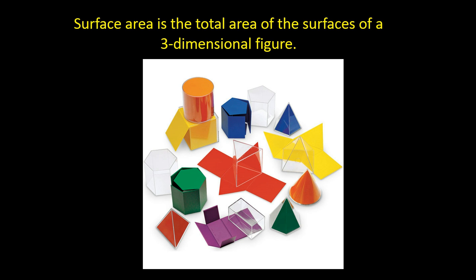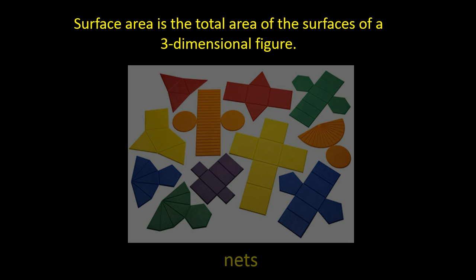One way you can see surface area is with some manipulatives that are often used in the classroom. This is a set of manipulatives that's sold by a company called NASCO. And you can see that there are clear plastic three-dimensional shapes that have along with them some flat colored parts, and those flat colored parts are called nets. Now the nets are a representation of the outer surfaces of those three-dimensional shapes.